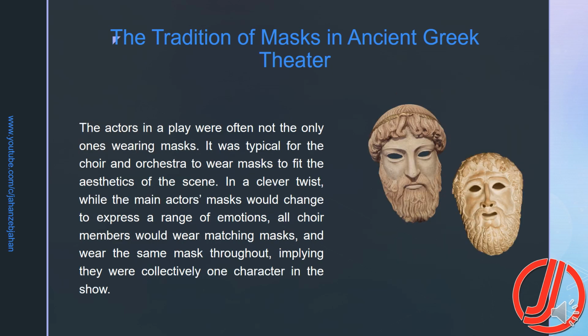The actors in a play were often not the only ones wearing masks. It was typical for the choir and orchestra to wear masks to fit the aesthetics of the scene. For every kind of role, they had to wear the relevant masks. So not only the actors, but also the choir or orchestra would be wearing certain masks.